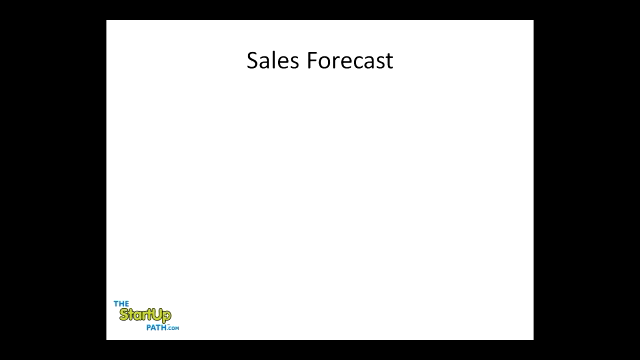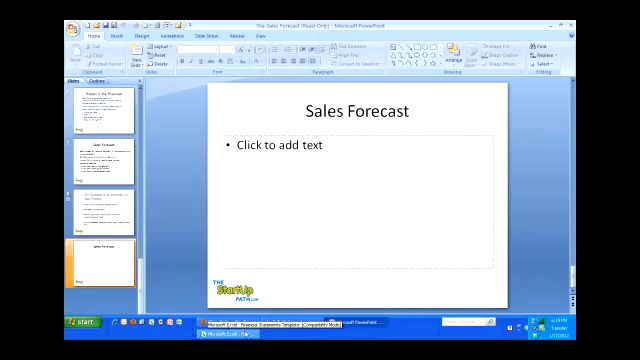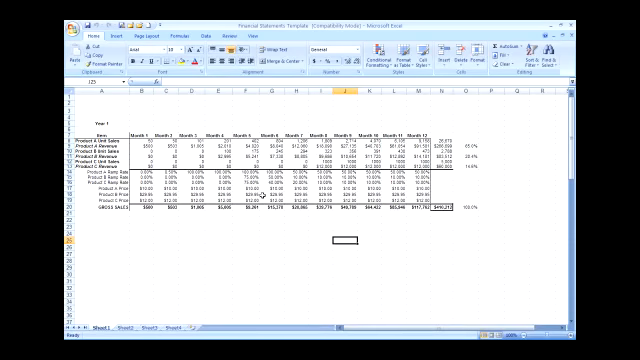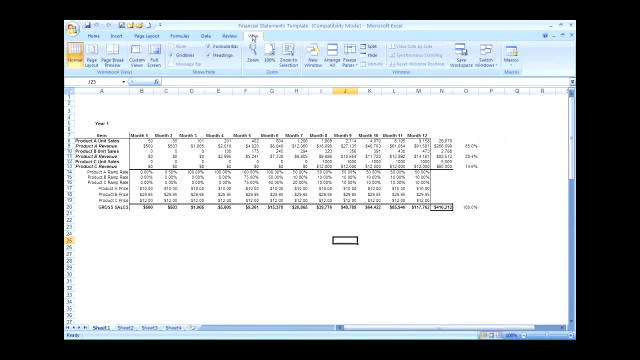So I'm going to change now to a spreadsheet. We're actually going to get into a sales forecast. So this is kind of what a sales forecast looks like. I'm going to try to expand this just a little bit.